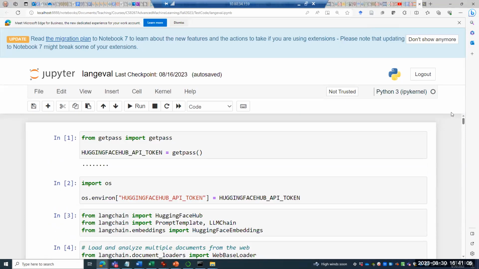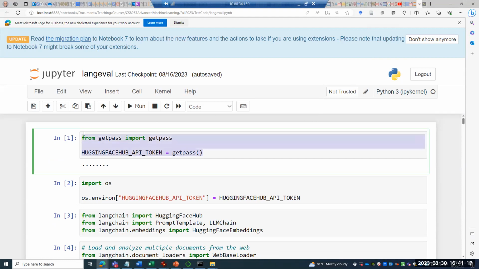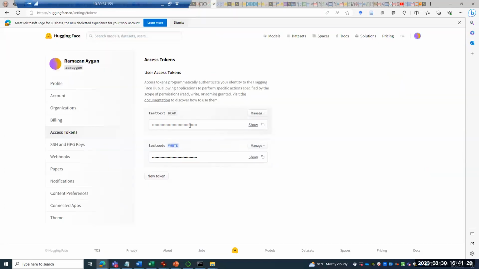I use Anaconda for my environment. To use Hugging Face, you need to have a part like this. This is the initialization phase. Let me show mine. I already have my profile. There is a read token and a write token. You could use either of them in this case. I'm going to use this one.